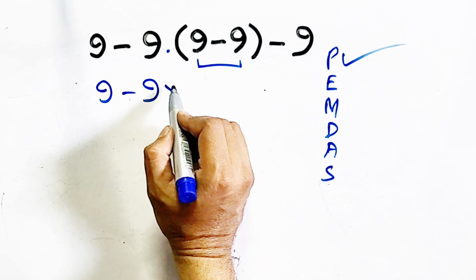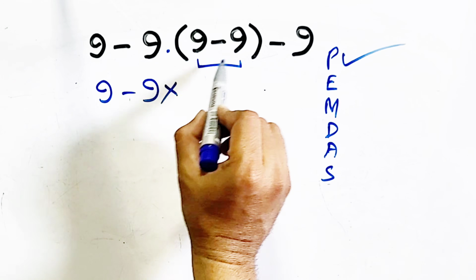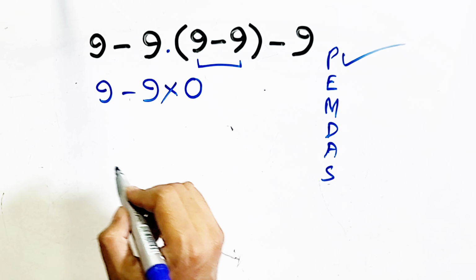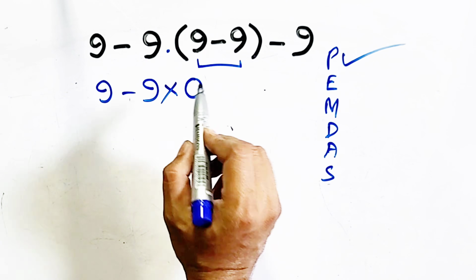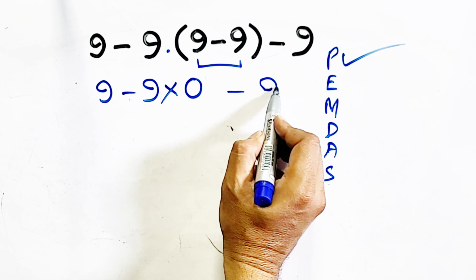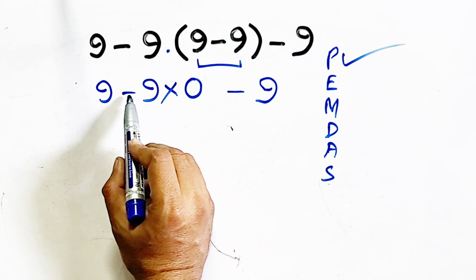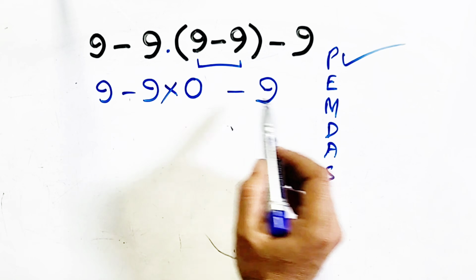Here is a dot. Dot means multiplication. And if you solve the parentheses, you will get 0 because 9 minus 9 will be equal to 0. And here is minus 9. Now we have three operations: subtraction, multiplication, subtraction.